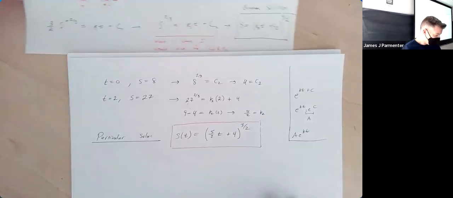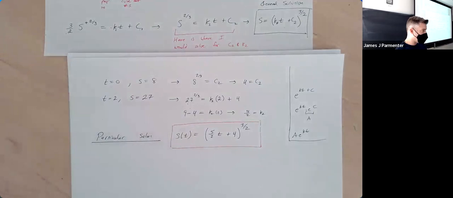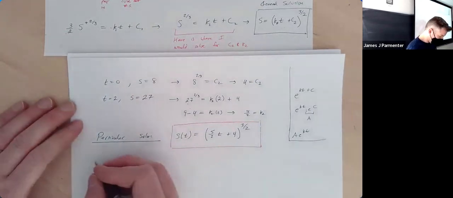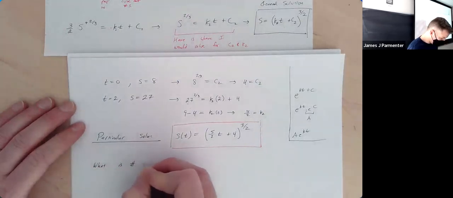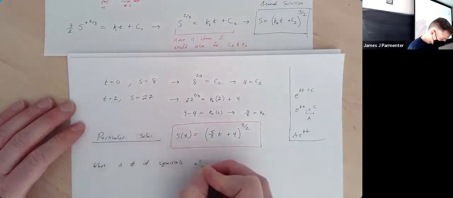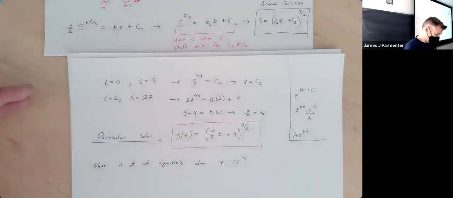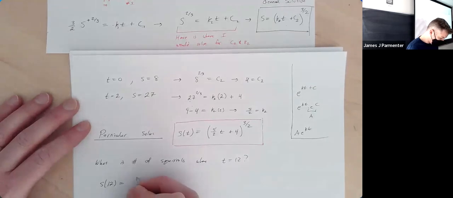Lastly, they asked us to figure out how many squirrels there are going to be 12 years after there were only 8, meaning 12 years after time equals 0. So they're really just asking, what is the number of squirrels when time equals 12? So we plug in time equals 12. S of 12 is going to be 5/2 times 12 plus 4, to the 3/2.